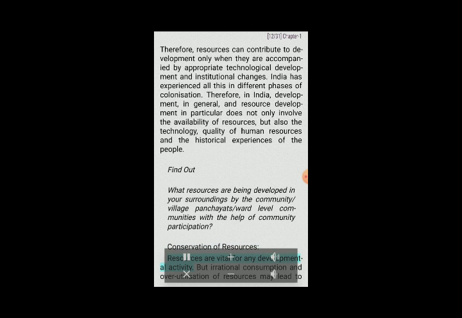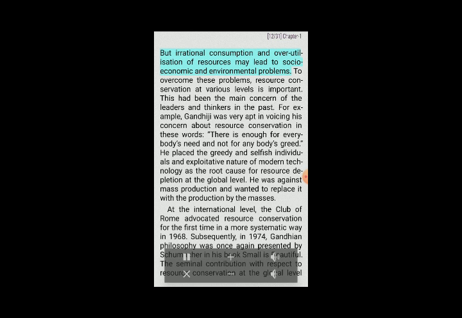Conservation of resources. Resources are vital for any developmental activity. But irrational consumption and overutilization of resources may lead to socio-economic and environmental problems. To overcome these problems, resource conservation at various levels is important.